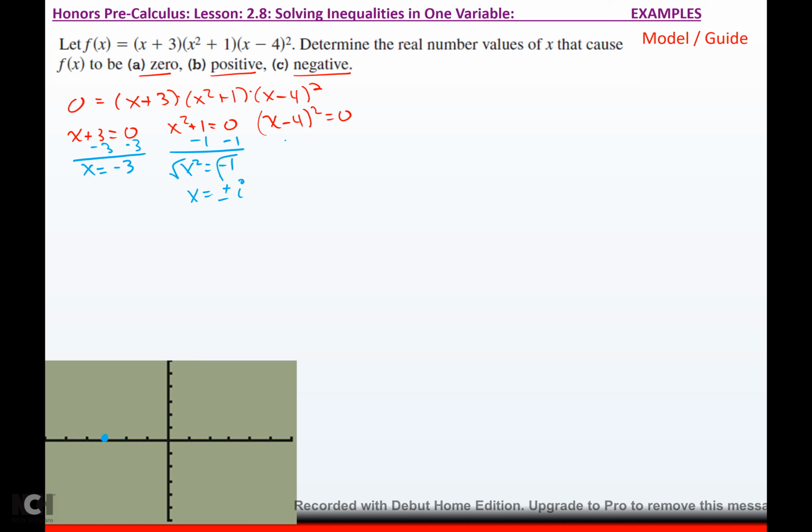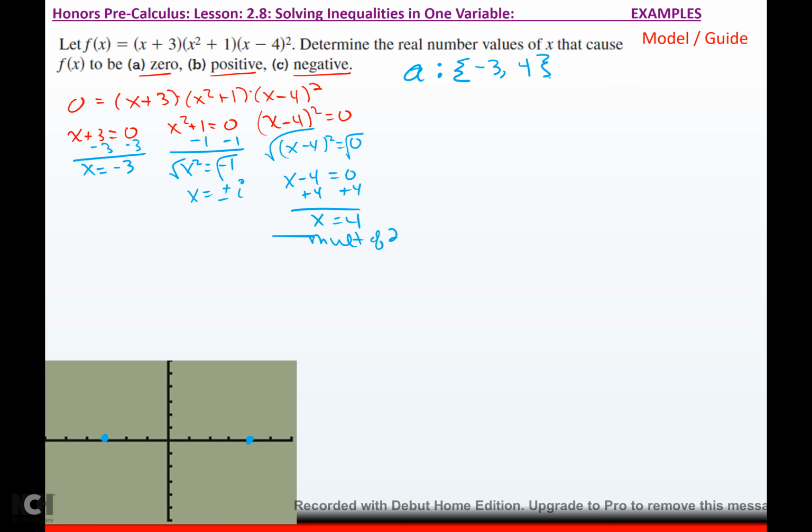And then if I solve this one, x minus 4 squared equals 0, square root, x minus 4 equals 0, add 4, x equals 4. But it's got a multiplicity of 2, which means it's going to be tangent there. It's not going to pass through. But at any rate, to do my answers, for A, what you do is you put them in these little squigglies, and you list your zeros, which is -3 and 4.